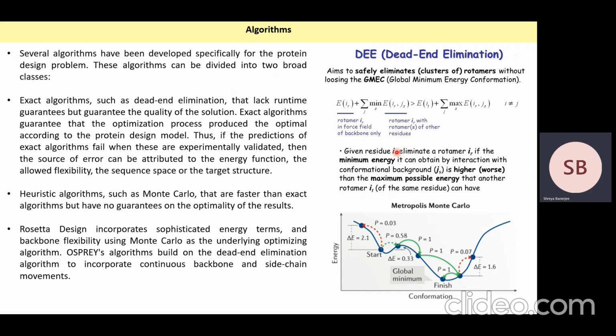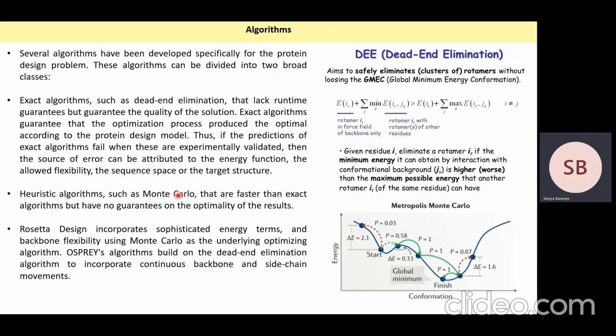Doing that guarantees an accurate result, that we will always get the minimum energy conformation, but it will take time because it needs to screen through all the other possible rotamers in order to eliminate them. So dead-end elimination is an exact algorithm, and it guarantees that the optimization process produces the optimal result for the protein design. If there is any problem in the result, then either there is a problem in the energy function, the sequence space, or the target structure, and that will need to be corrected.